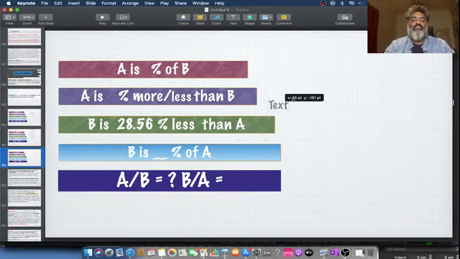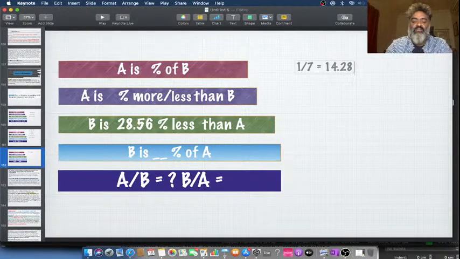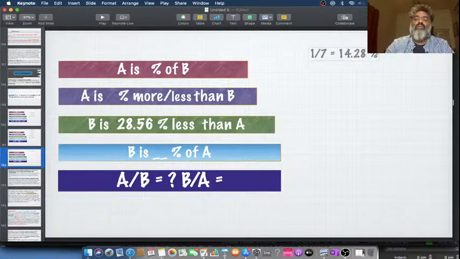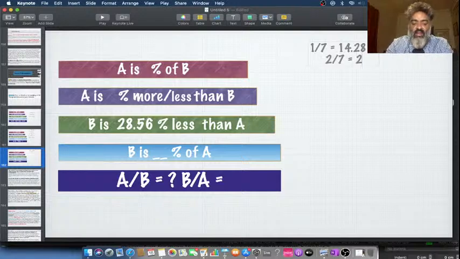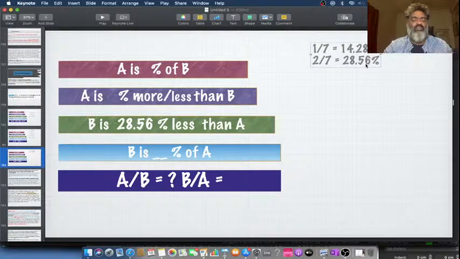So just for starters, in case somebody doesn't know, 1 by 7 is equal to 14.28%, and 2 by 7 is equal to 28.56. So in case the fraction was odd, the key is knowing these values by heart, and there is a separate session for that. Plus it gets repeated in the videos anywhere, right?